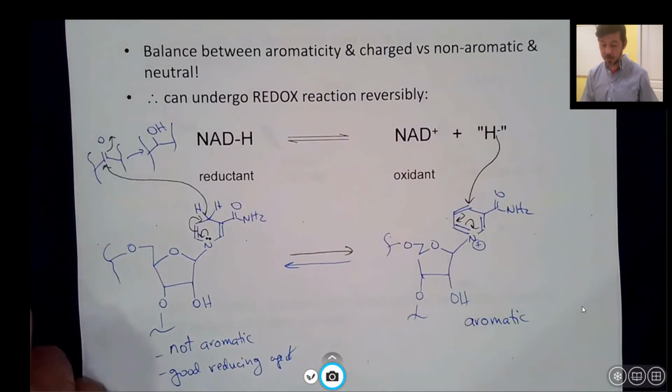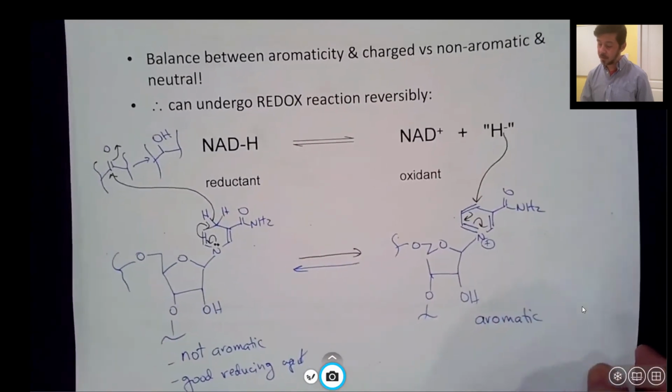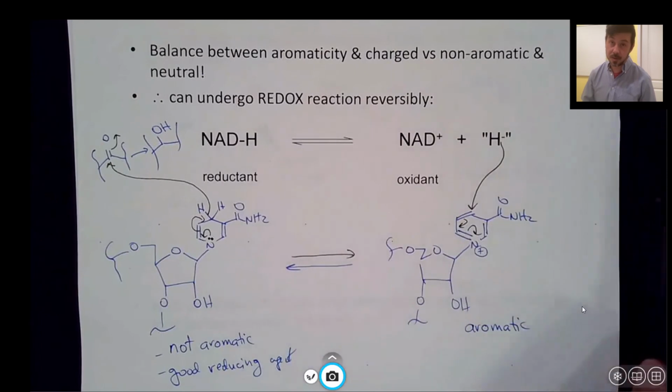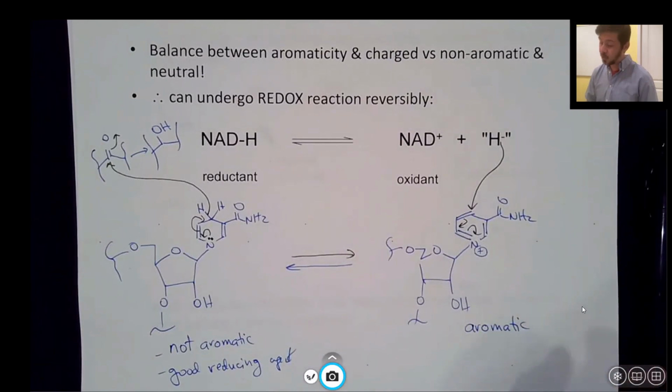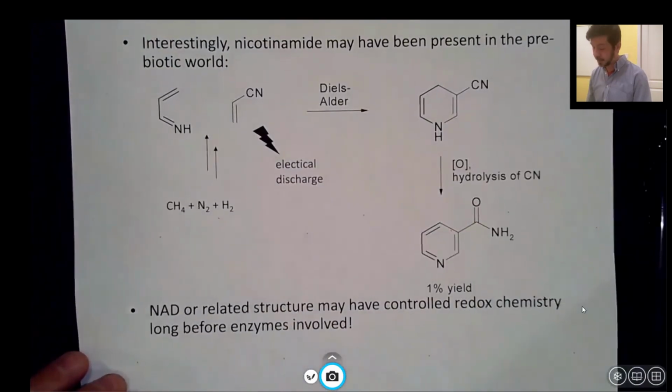So it's quite interesting. That's what nature uses in metabolism. You can think of this like sodium borohydride or lithium aluminum hydride, but a much gentler form, something that's biocompatible. Okay, that's the chemistry behind it.